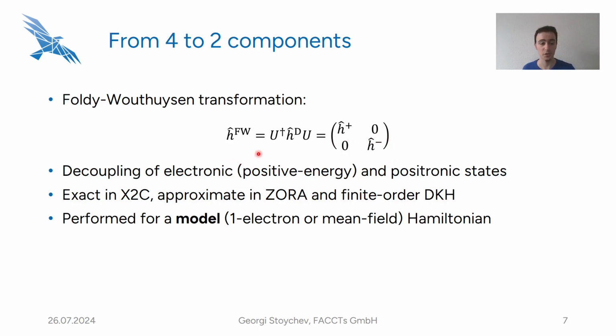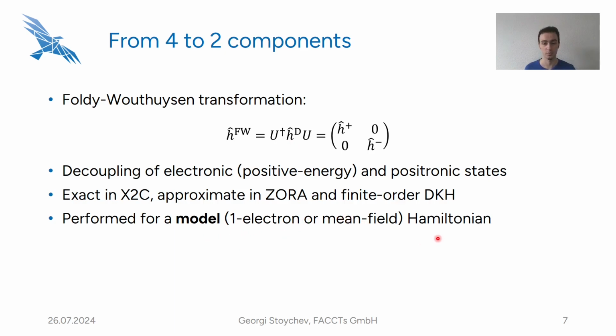This decoupling transformation is exact in X2C, which stands for exact two-component methods, and it is approximate in ZORA and finite order DKH. But in both cases, if we could do this for the full Hamiltonian, then we would first have to solve the full Dirac equation, which defeats the purpose. So usually it's performed for a model Hamiltonian, such as the one-electron Hamiltonian, or using a mean field operator for the two-electron terms.